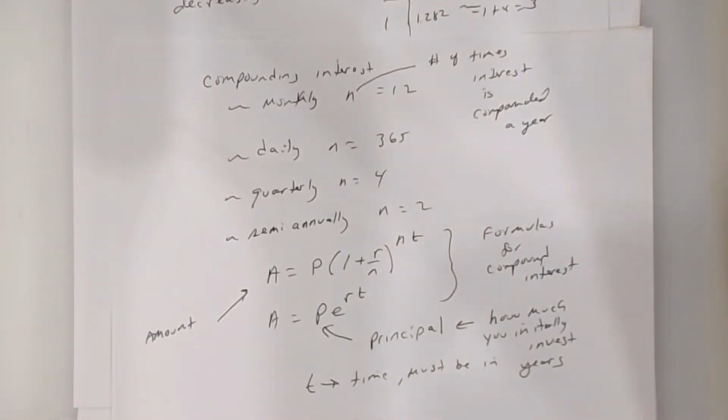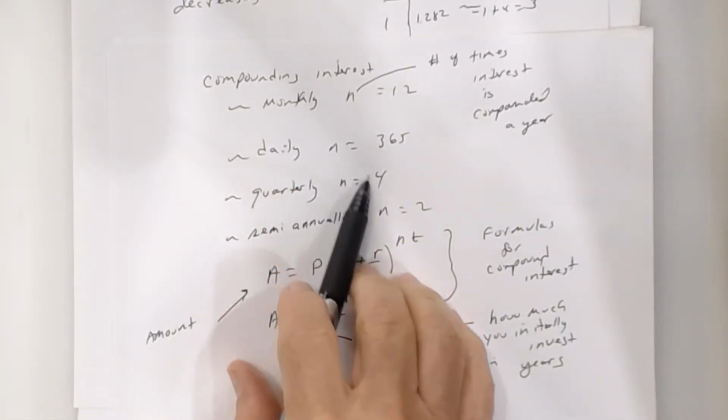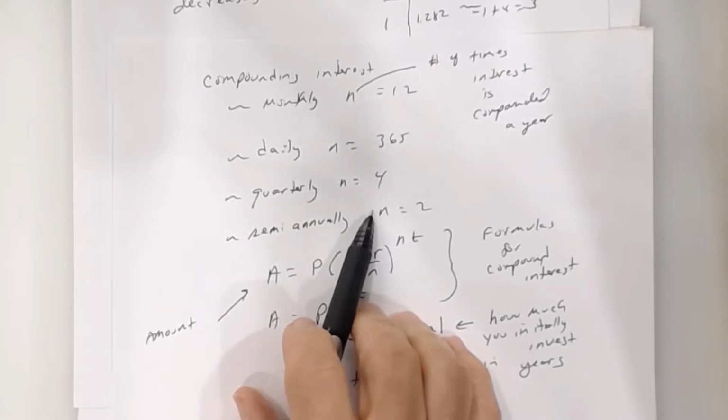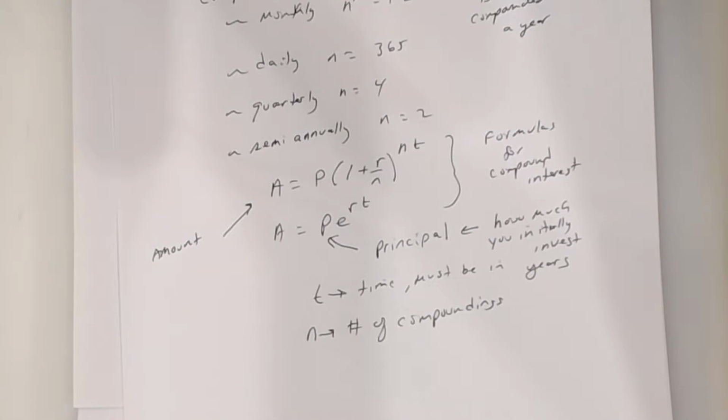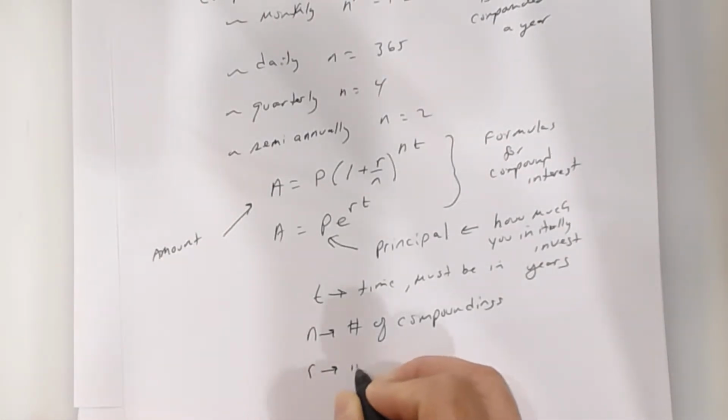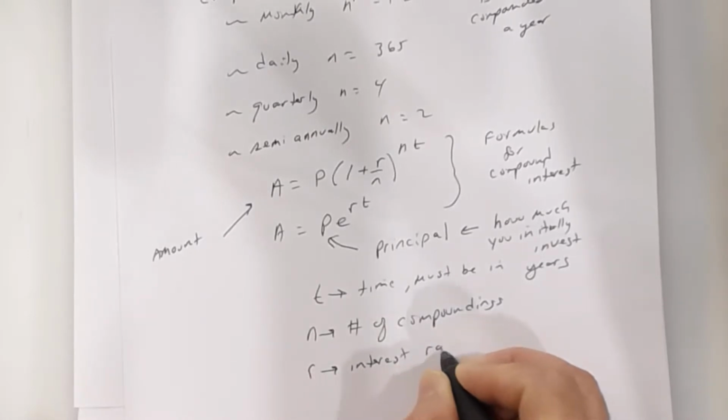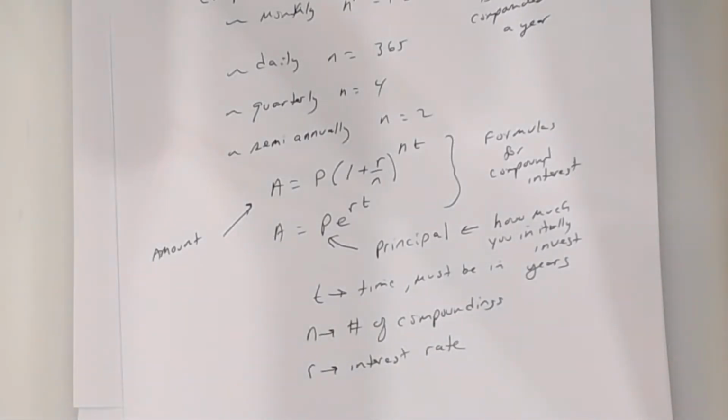All right, N, see these N's up here? N is how many times a year is being compounded. So N is number of compoundings. R is the interest rate.